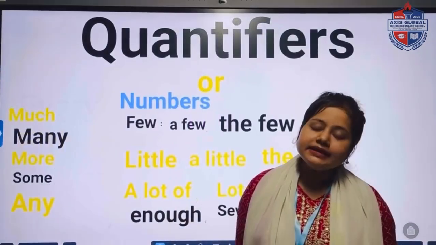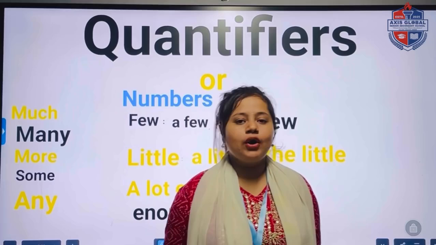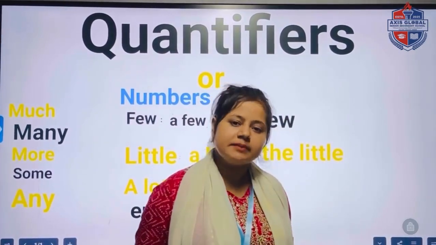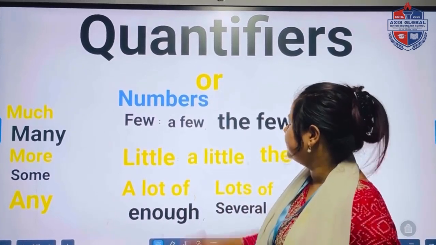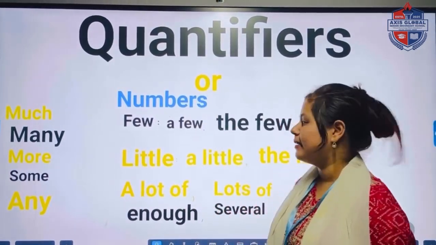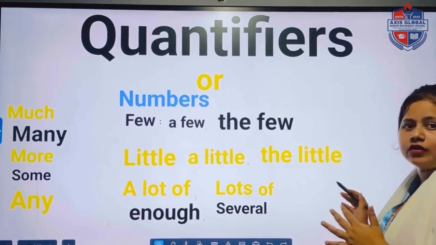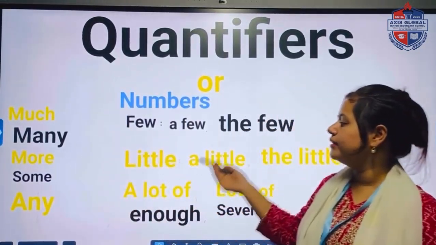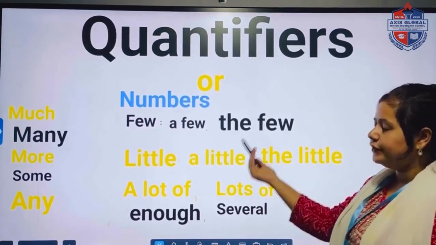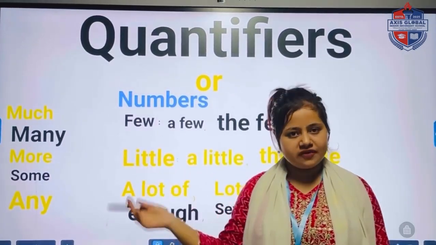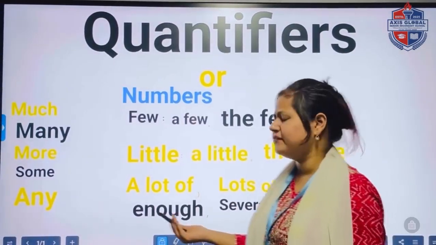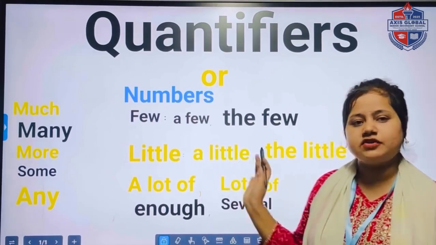Clear? And the last determiners is called quantifiers or numbers. Sometimes you can say it as numbers also. Both are correct, okay? So it has two names, quantifiers or numbers. And there are plenty of quantifiers. First, much, many, more, some, any. Few has three, few, a few, the few. Then little, a little, the little. A lot of or lots of, enough, several, plenty of, etc.